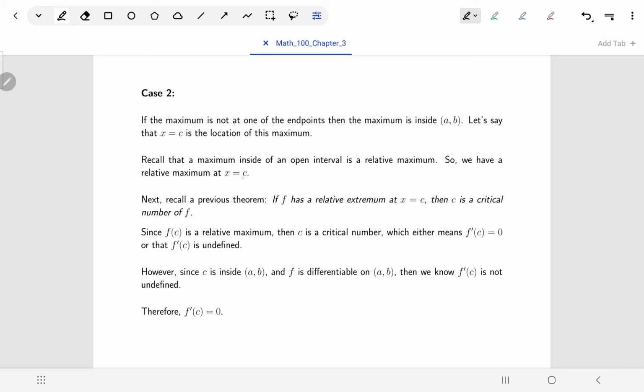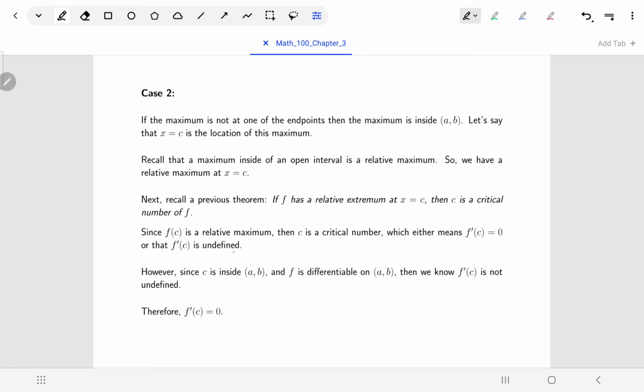And here's where I bring back an old theorem. This is from the previous section. If f has a relative extremum, so a relative max or a relative minimum at c, then c is a critical number. So now we can say, good for us, if the maximum is inside of our interval, it has to be a relative maximum, which means at c we have a critical number. And of course, you know critical numbers happen for one of two reasons: either the derivative is equal to 0 or the derivative is undefined.